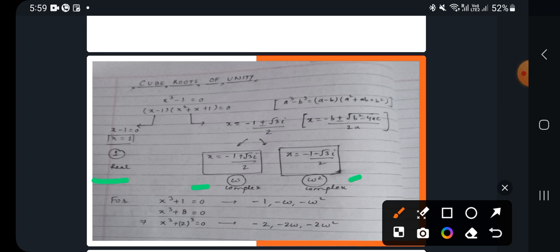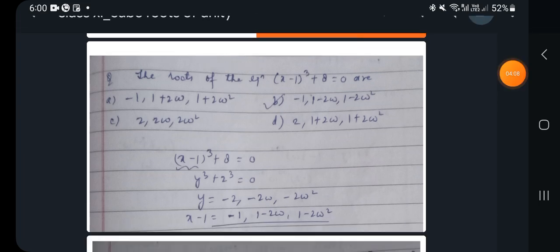Similarly, if we talk about x cube plus 1 is equal to 0, then its roots will come out to be minus 1, minus omega and minus omega square. And if we take x cube plus 8, where 8 is the cube of 2, then the roots will be minus 2, minus 2 omega and minus 2 omega square.